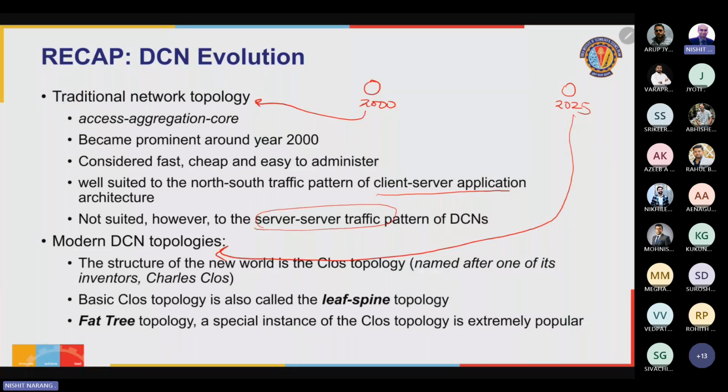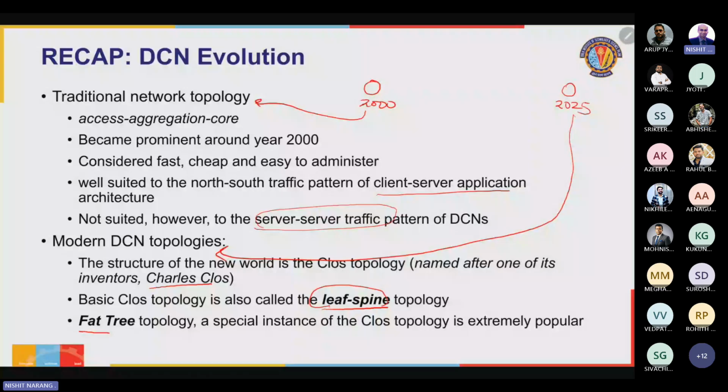So what do we see in 2025? How have data center network topologies evolved? They have moved to a topology invented by Charles Clos, called the Clos topology. The basic building block is the leaf spine. It can be extended to more complex forms, and there are variants of even the Clos topology. Leaf spine is the one we are covering in this course. If you're interested to read more, you can also look up the fat tree topology. It's another variant of the basic Clos topology that's also extremely popular in data center networks.